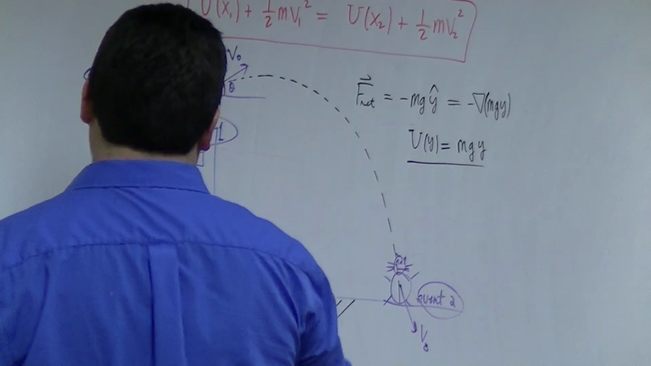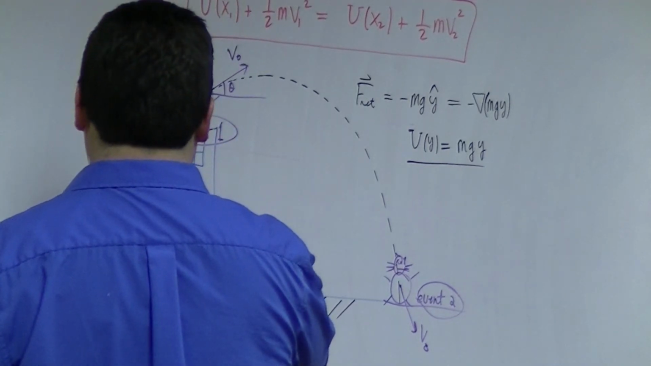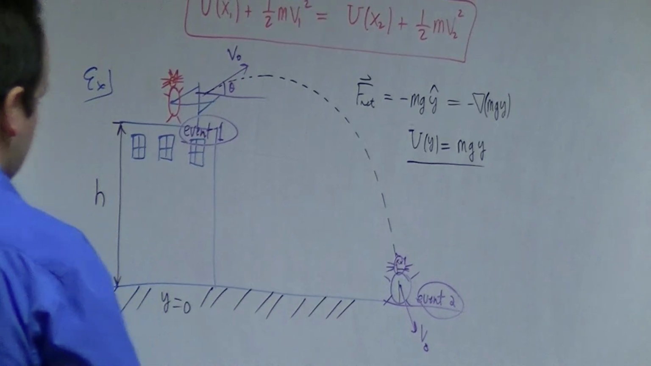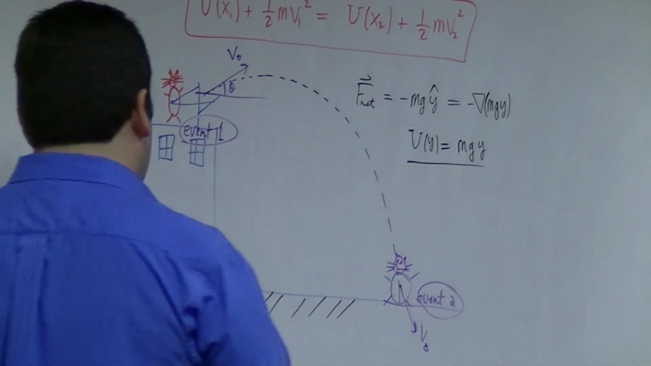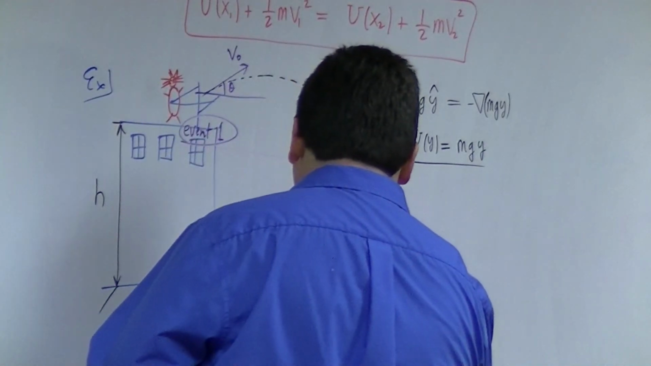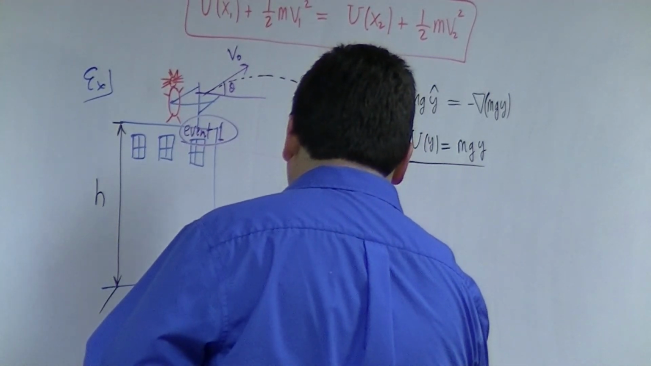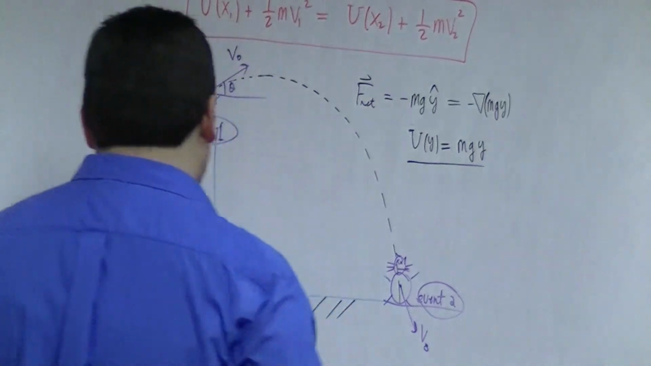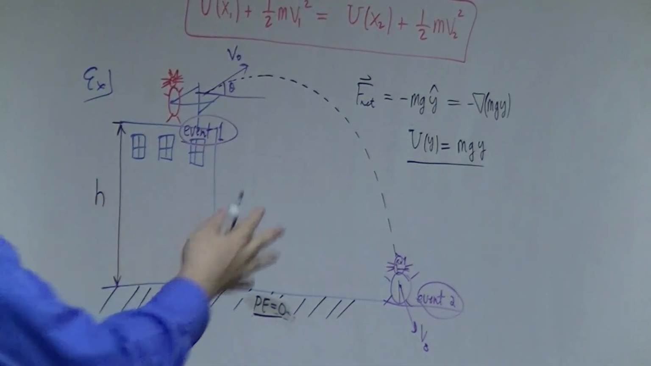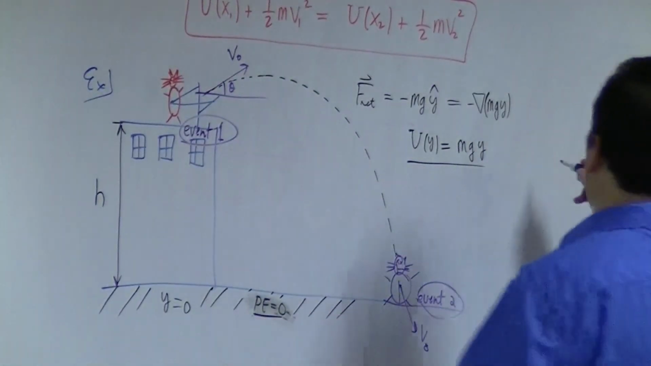So this would be height h, I usually would say. So let's set y equals 0. This is where potential energy is 0. Let's just say potential energy 0 down there. Sorry, I ran off the board. P equals 0. So event 1, finally getting to the point.